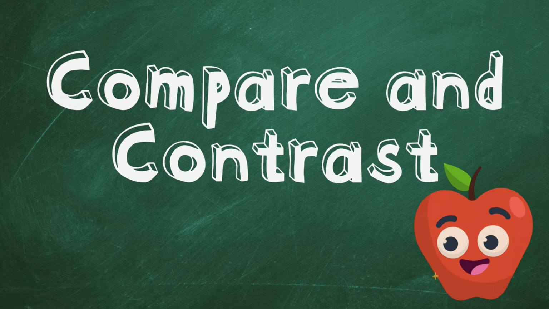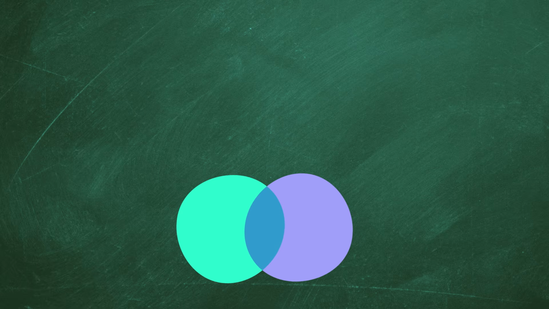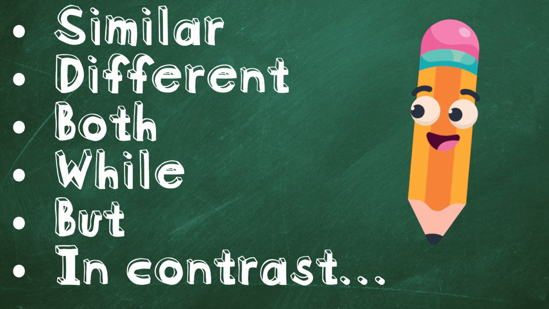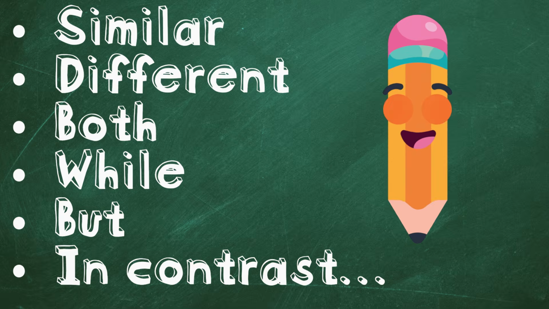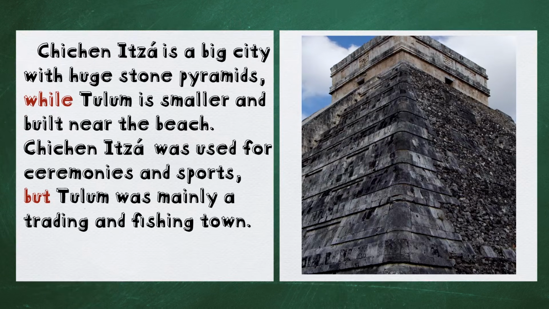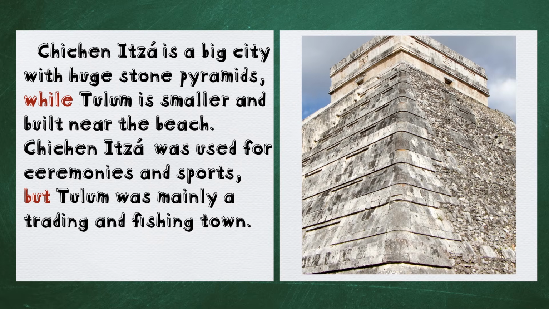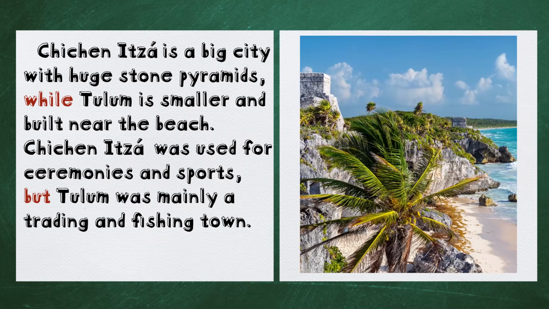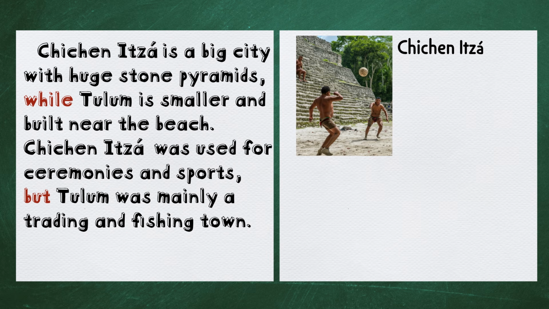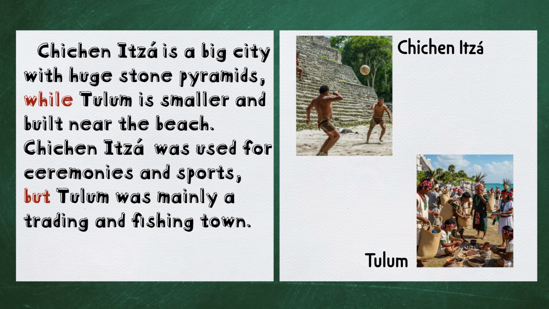Now we are headed over to compare and contrast. Sometimes authors describe how 2 things are alike and different. Words that may signal compare and contrast include similar, different, both, while, but, and in contrast. Let's check out this comparison and see if you can identify what the author is comparing and contrasting. Chichen Itza is a big city with huge stone pyramids, while Tulum is smaller and built near the beach. Chichen Itza was used for ceremonies and sports, but Tulum was mainly a trading and fishing town.